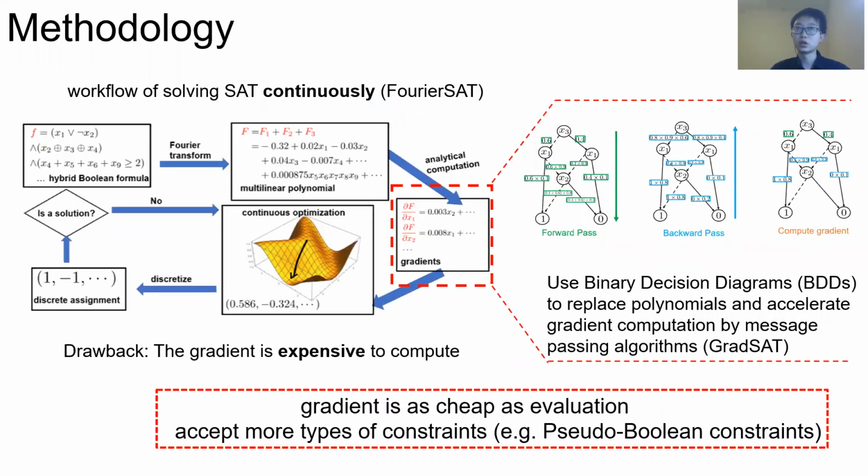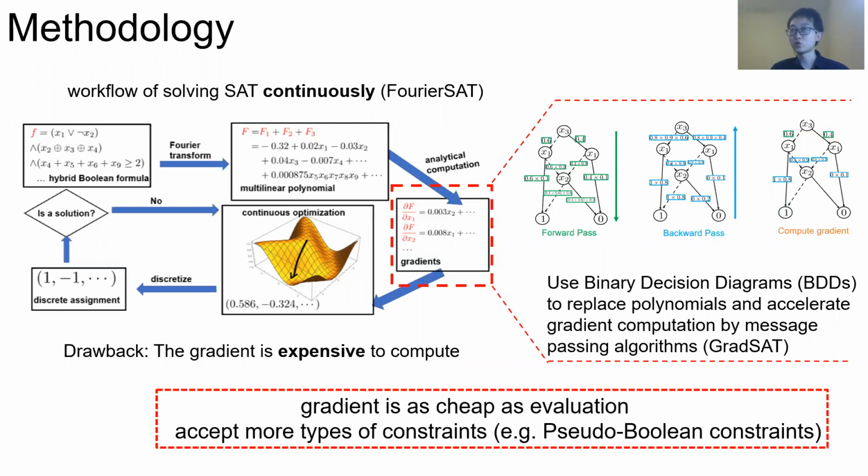Our previous work called SAT is a framework of solving Boolean satisfiability with a continuous method, where we transform the Boolean formula into a multilinear polynomial, and then we compute the gradient so that we can apply gradient descent to find a minimum. After that, we just discretize the minimum to see if we find a solution. Our previous work has a drawback, which is the gradient on the real domain is expensive to compute.